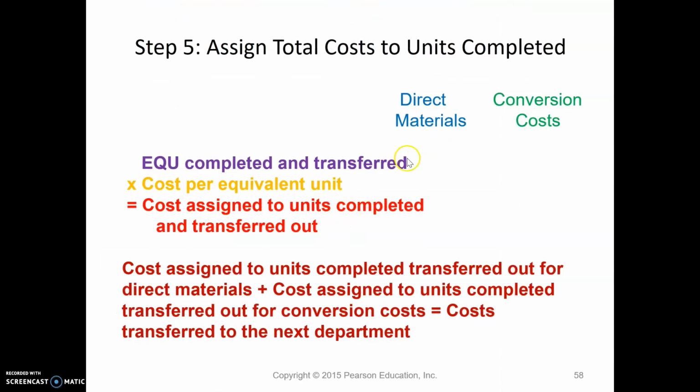Okay, so what we're going to do is take the equivalent units completed and transferred, multiply that by the cost per equivalent unit, and that will tell us the costs assigned to the units that completed and moved on. Okay. So we can do it for direct materials and conversion costs and then add that together, but really the equivalent units completed and transferred is going to be the same for direct materials and conversion costs because these units are all the way done. So we could take the total equivalent units and multiply it by the total cost per equivalent unit, right?